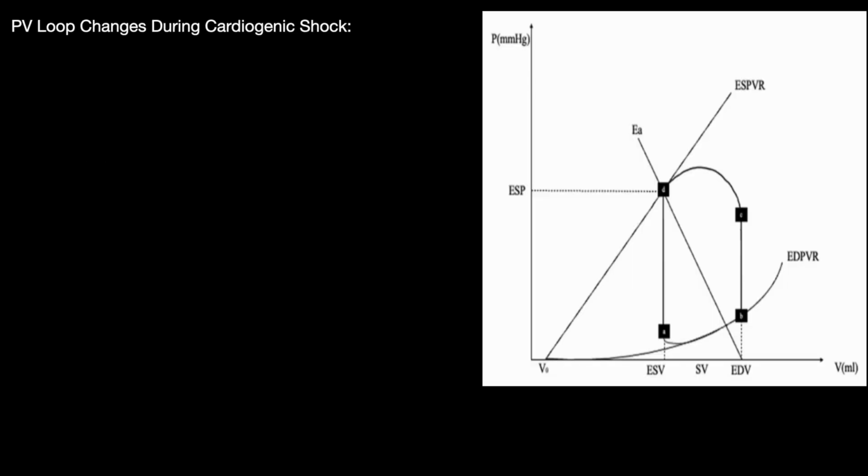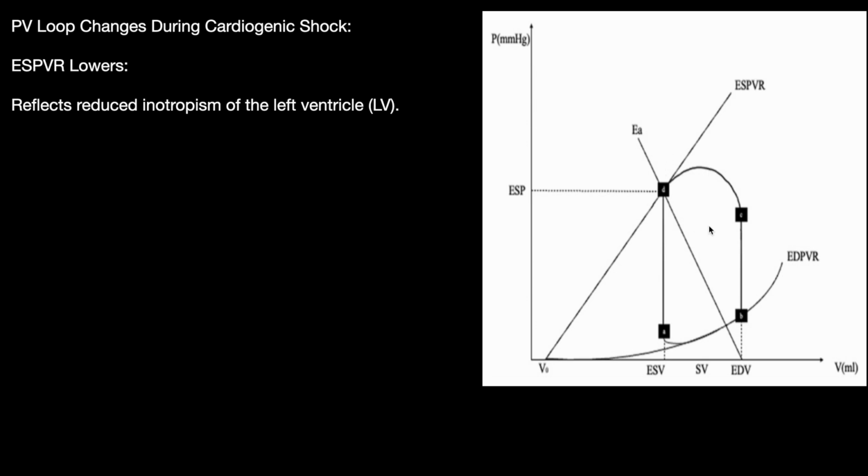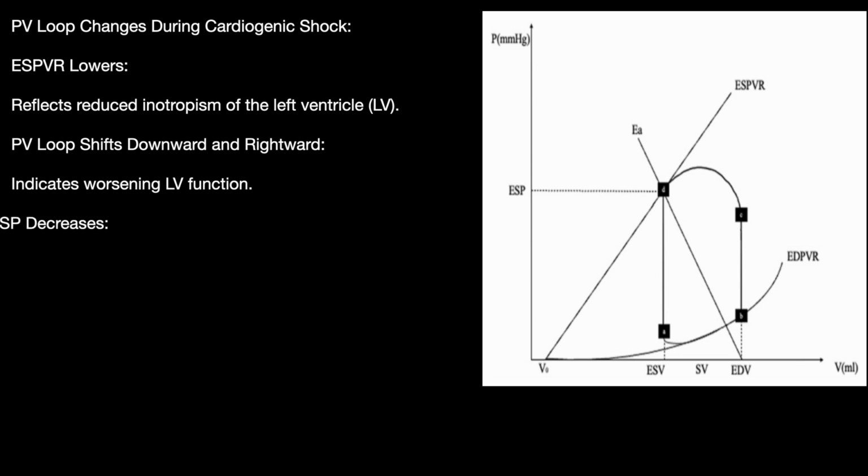So coming back to a curve again, the PV loop changes during cardiogenic shock. In this, you will see that the end systolic pressure volume relationship lowers. This goes down, so it reflects a reduction in the inotropism of the left ventricle. The LV loop shifts downwards and rightwards. It goes down because this line goes like this. So my graph shifts right and down. So it indicates a worsening left ventricular function.